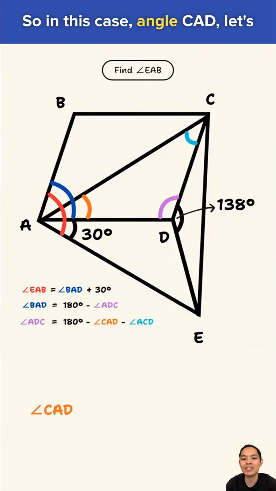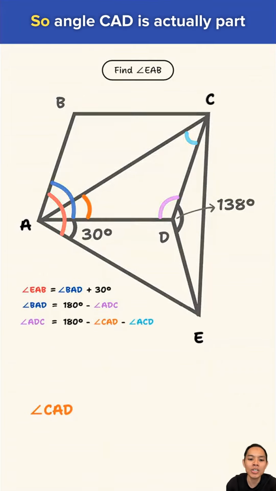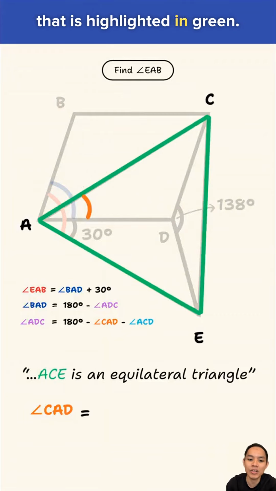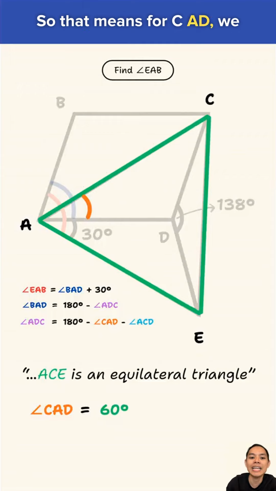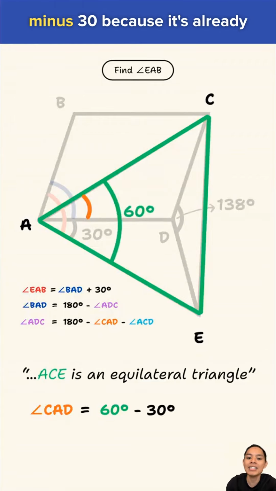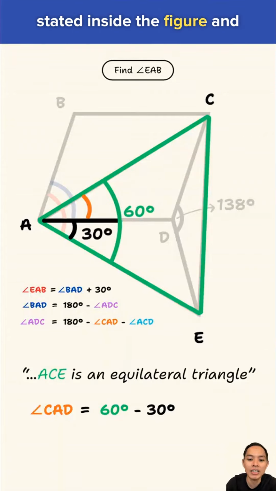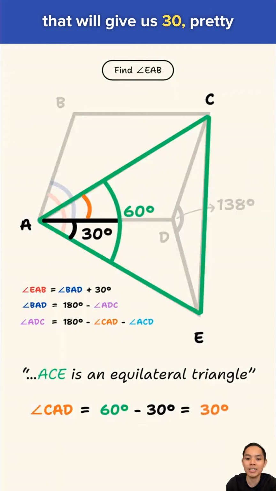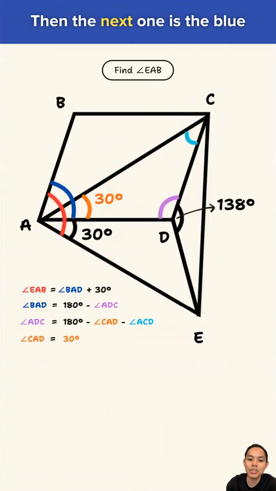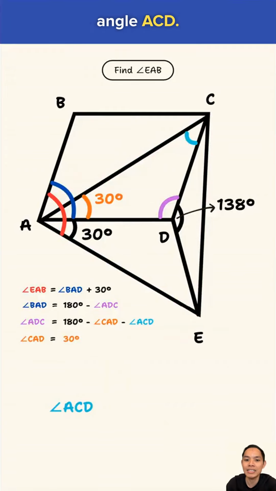So in this case, angle CAD, let's focus on that first. Angle CAD is actually part of the equilateral triangle ACE that is highlighted in green. So that means for CAD, we just have to have 60 degrees over here minus 30 because it's already stated inside the figure, and that will give us 30. Pretty straightforward. So now we know CAD is 30 degrees.